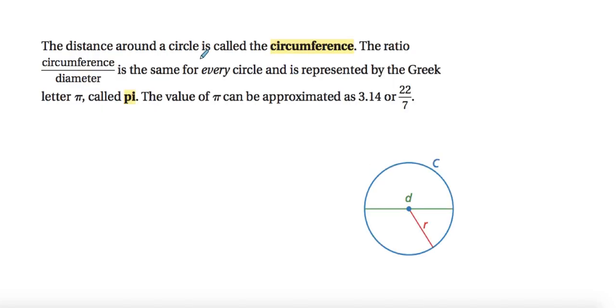Let's talk about circumference. The distance around a circle is called the circumference. The ratio circumference divided by diameter is the same for every circle and is represented by the Greek letter called pi. The value of pi can be approximated as 3.14 or 22 divided by 7.